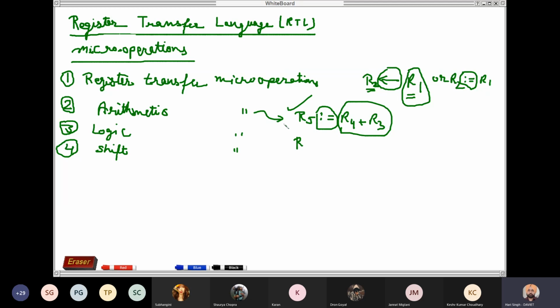We can also write the RTL representation for the subtract operation. So it will be R5 := R4 minus R3. This time the difference of R4 and R3 will be transferred to R5.